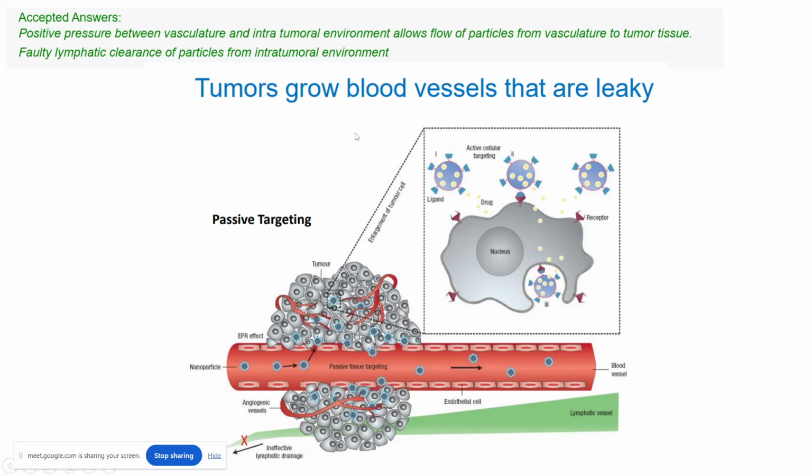So, enhanced permeation is basically the positive pressure between the vasculature and the tumor environment that leads to permeation of the particles from circulation into the tumor microenvironment. And then, because of the faulty lymphatic clearance at the tumor tissue, they are not able to clear it properly. Because of that, there is more retention. So, these two would be the correct options: enhanced permeation because of positive pressure and retention because of faulty lymphatic clearance.